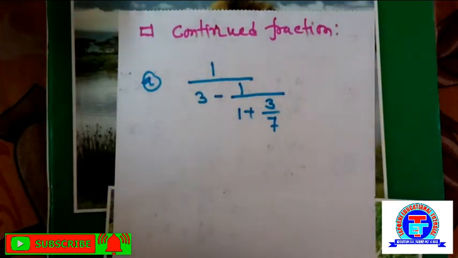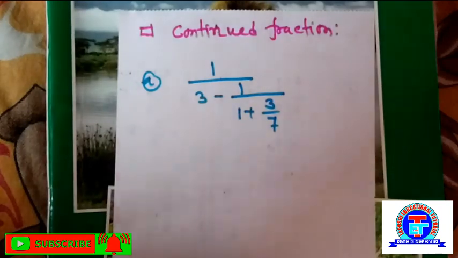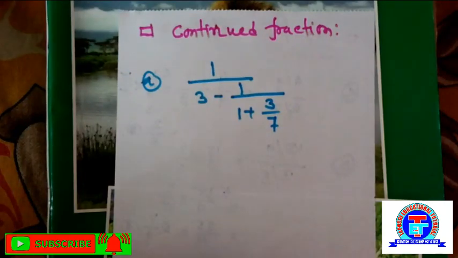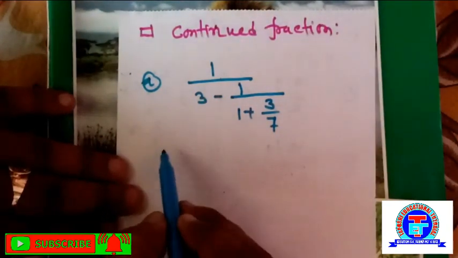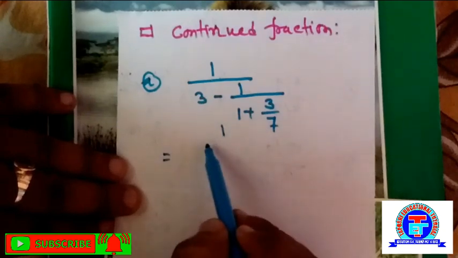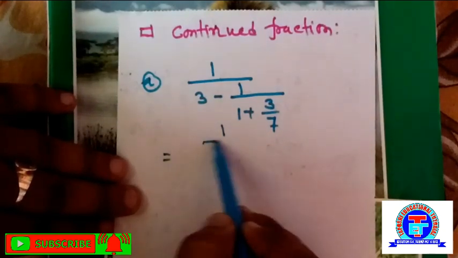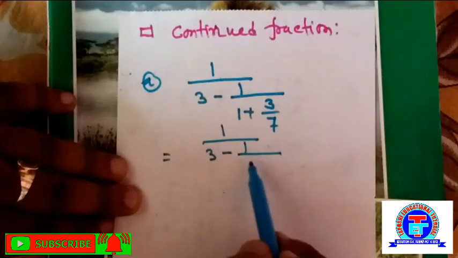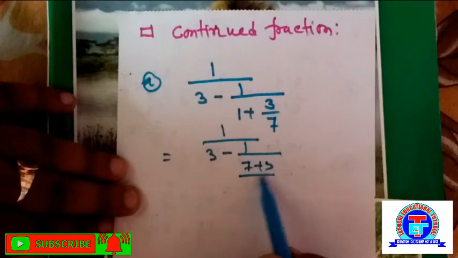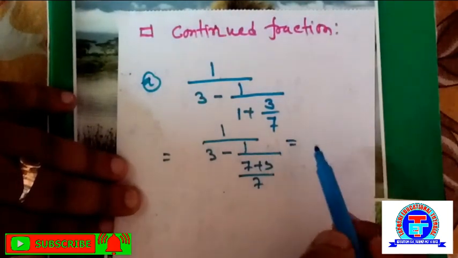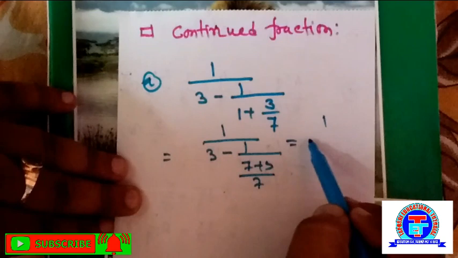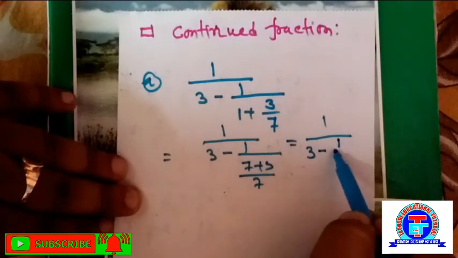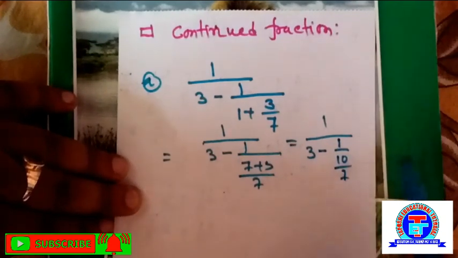Now how to solve? This type of fraction we solve from the lowest to highest form. Okay, so that means here we first write 1 by 3 minus 1 by the LCM 7, so 7 plus 3 by 7. Now second and the third step: 1 by 3 minus 1 by 10 by 7.